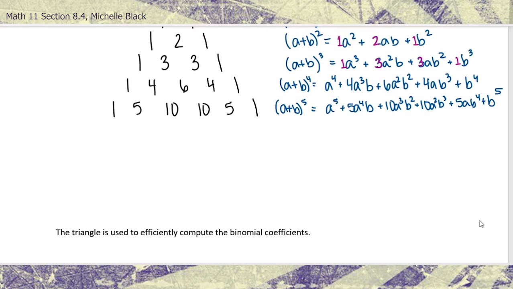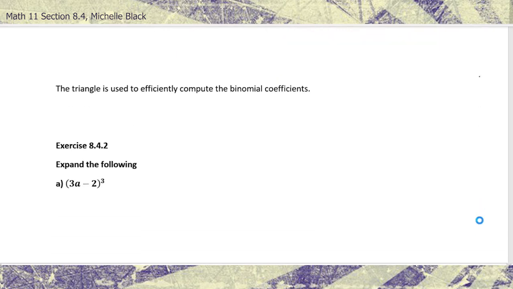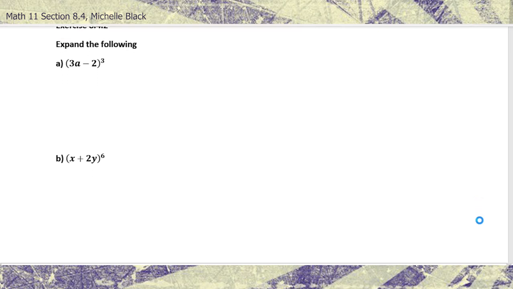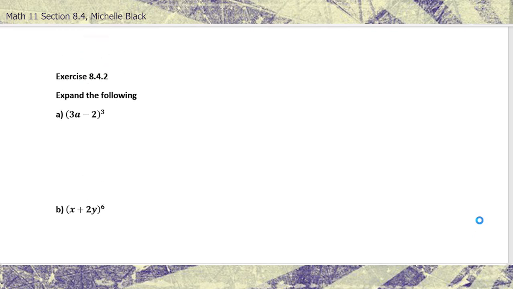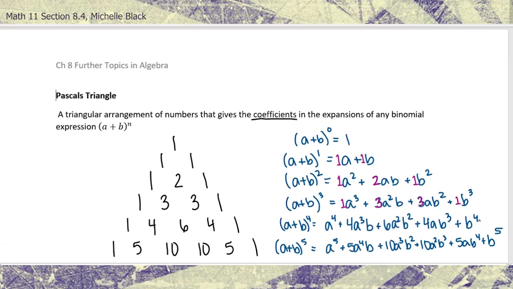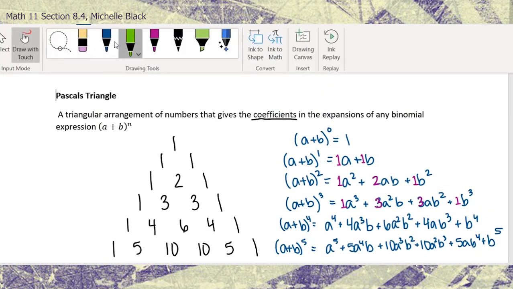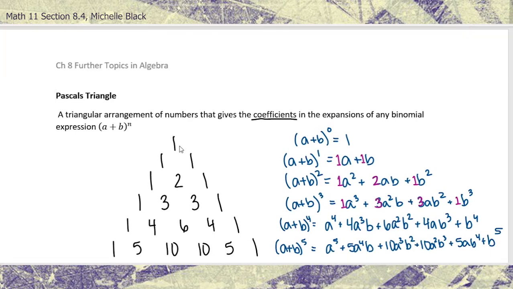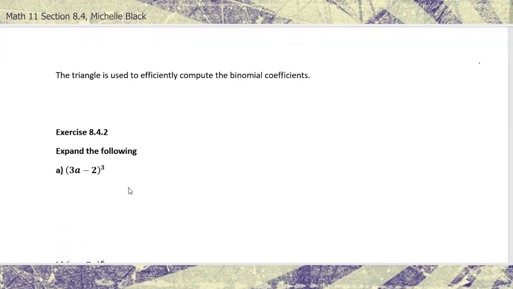Okay, so what we see is that this triangle is used to efficiently compute the binomial coefficients. Let's use that triangle above to expand the following. So starting with part A, this is power 3. So if we go back up to the chart, a to the third power is going to technically be the fourth row, because remember the first one is for power 0. So we're in this row here. So our binomial coefficients are 1, 3, 3, and 1.